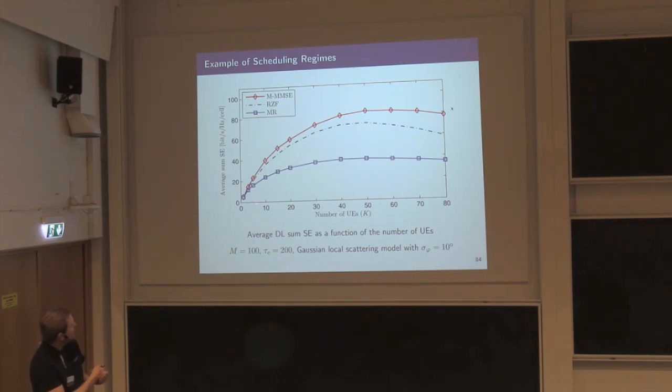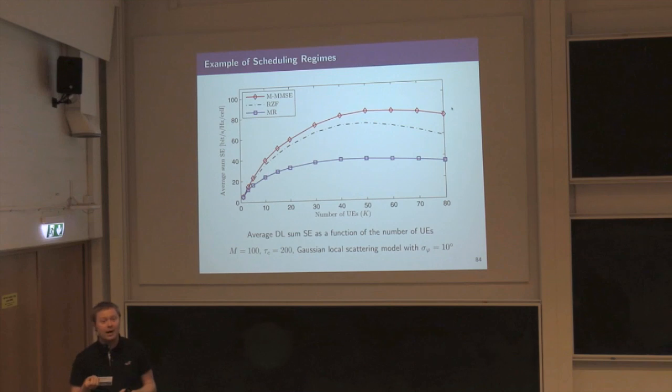As you add more users, the sum spectral efficiency first goes up, then it reaches a maximum. With regularized zero forcing and maximum ratio it is here around 40. With multicell MMSE it is 50, and then it starts to go down again. So it seems to be 40, 50 somewhere there. More users than that you should not schedule. And in this case we see that you have 100 antennas, so it seems like you should at least have twice the number of antennas as users.